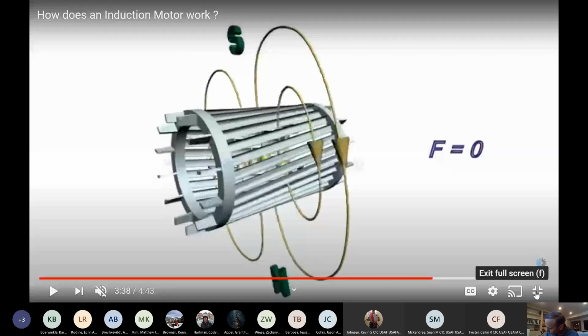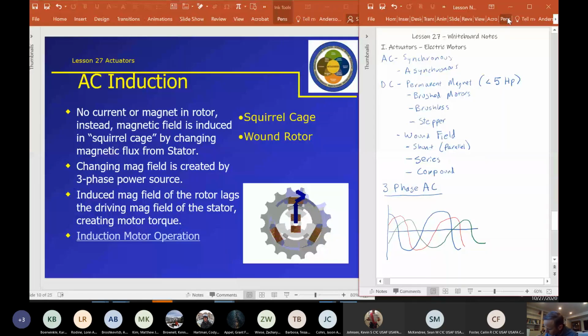So, the benefits of a three-phase AC motor are that we get very simple, no moving parts. They're inexpensive and very efficient. Now they're not very miniaturizable.